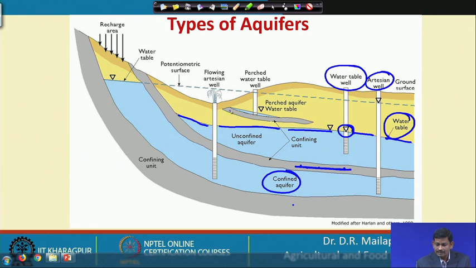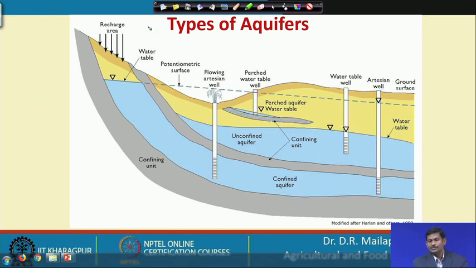Okay. You can also see a locally formed aquifer, that is a perched aquifer, and a tube well connected to this perched aquifer is a perched water table well. Okay, right. So, this shows the aquifers and the wells, and the two surfaces, the water table and the piezometric surfaces.